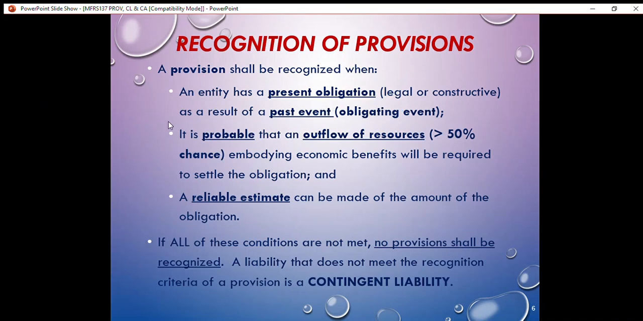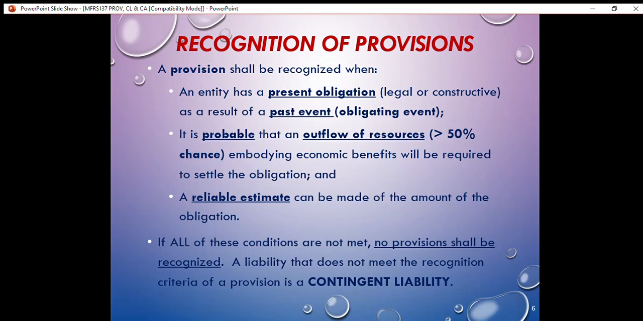The second condition, it is probable that an outflow of resources embodying economic benefits will be required to settle the obligation. Probable outflow of resources means that there is more than 50% chance that the company will have to pay out the money. And the third condition is that a reliable estimate can be made of the amount of obligation.